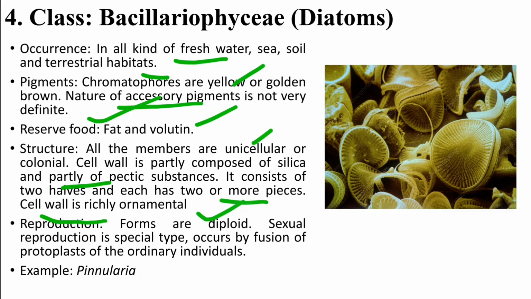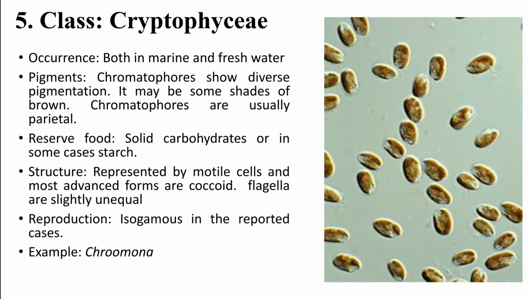Reproduction: most of the forms are diploid. Sexual reproduction is a special type, occurs by fusion of protoplast of ordinary individual. An example, Pinnularia. Next, class 5, Cryptophyceae.